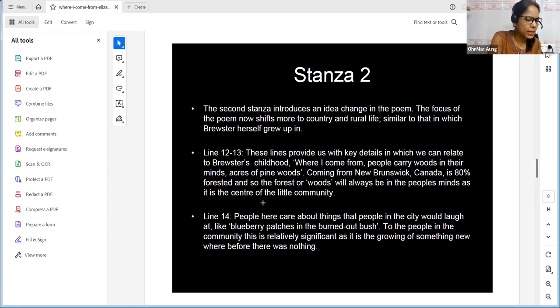Blueberry patches in the burned out bush. Outside, what does it mean? Blueberry patches in the burned out bush. To the people in the community, this is relatively significant as it is the growing of something new where before there was nothing.